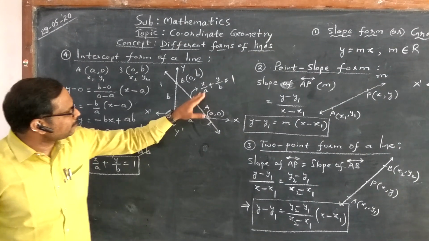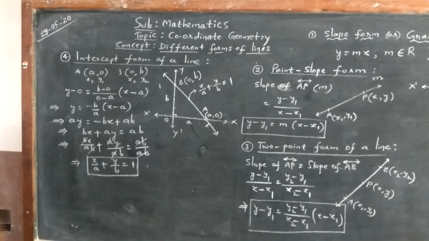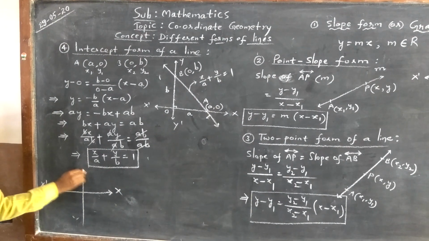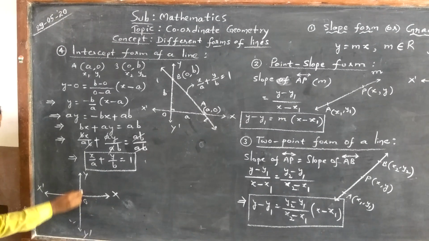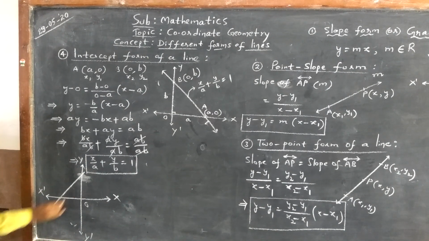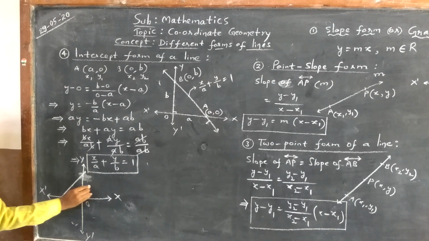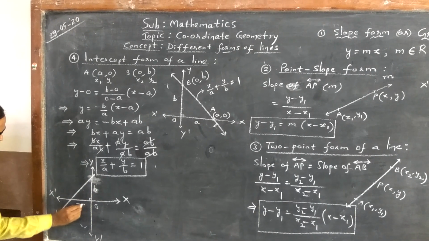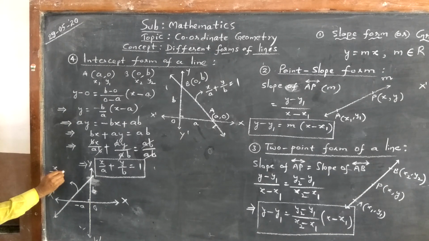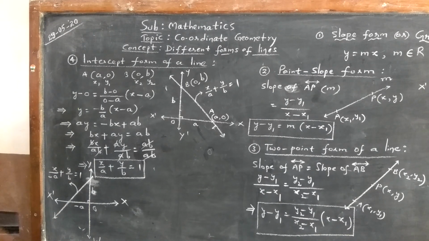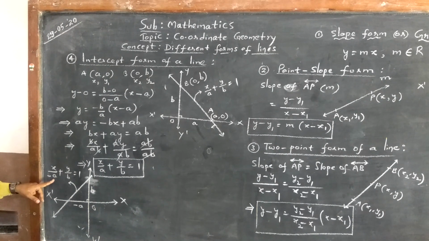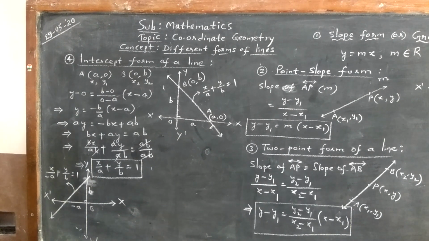Since it is in the first quadrant, both are positive. Suppose it comes to the second quadrant, what happens? x, x dash, y, y dash. So it looks like this, right? This will be positive b, this will be negative because it is the negative x-axis. So this line will be x by minus a plus y by b equal to 1, because in the second quadrant x is negative and y is positive.